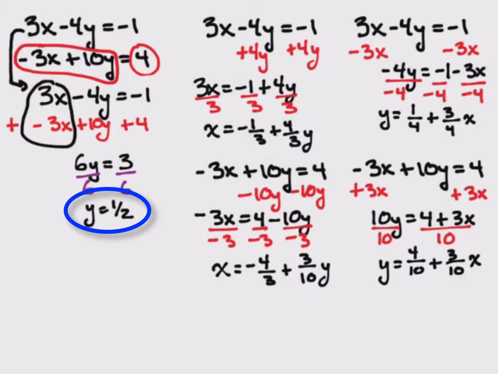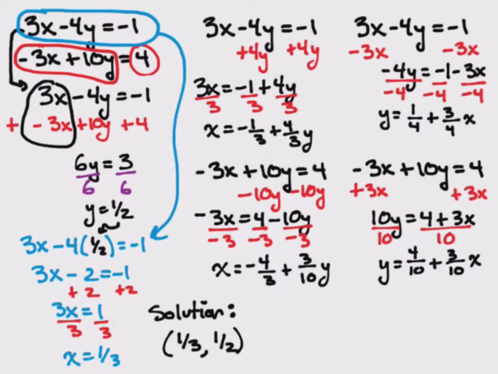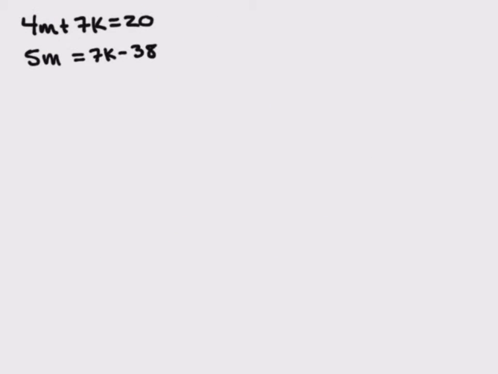And once we find the y-coordinate, all we gotta do is substitute that into either of our original equations and find the x-coordinate. So we find that the solution to our system of equations is the ordered pair 1/3, 1/2. All right, let's try another.